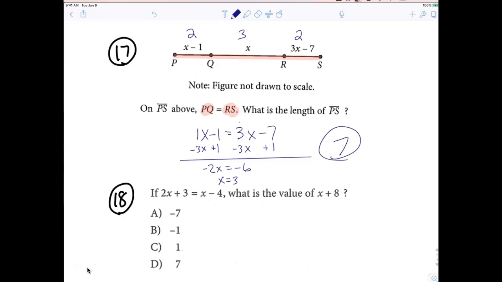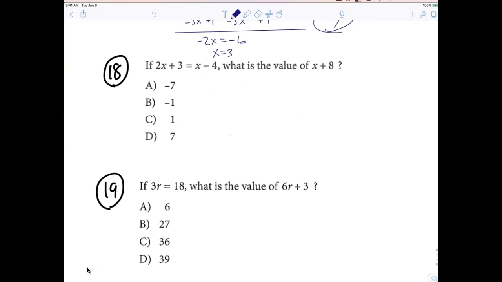Very hard. Very good. All right, Carly, tell me what you're asking. You get it? Yeah. Okay, good. All right. Number 18. Chloe, I'm going to let you do this one. If 2x plus 3x equals x minus 4, what is the value of x?